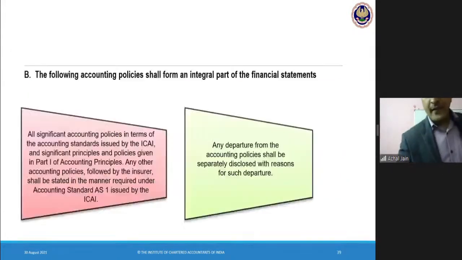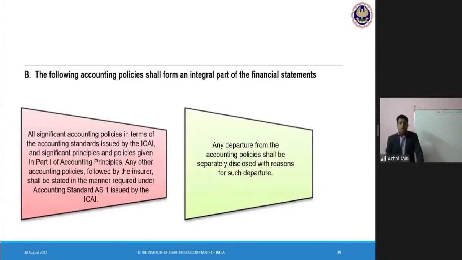Over and above that, another very important disclosure is in respect of the significant accounting policies. This is about the significant accounting policies followed by the company in respect of preparation and presentation of the financial statements. Correct? It's a very, very important disclosure for any company. It's not limited to insurance companies.